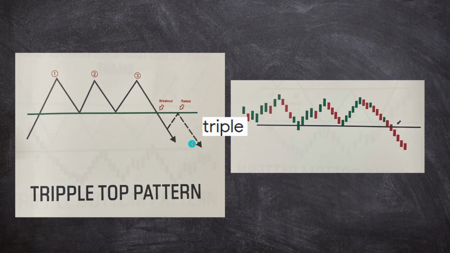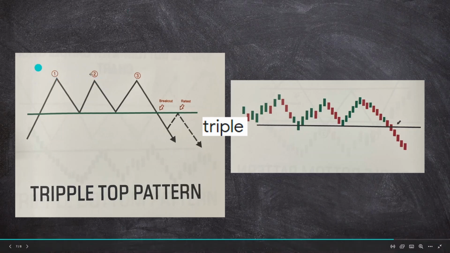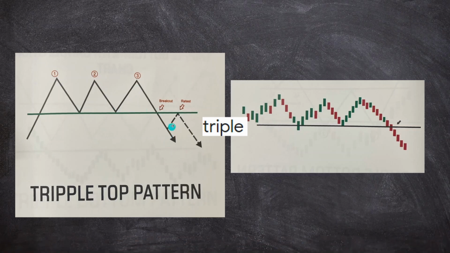Now let's get to our next pattern, which is the triple top pattern. The triple top pattern is just like the double top pattern, but here the price is taking resistance 3 times from the resistance zone and then giving a breakout below the support zone, and it can either retest it or give a breakout and move directly in the direction.